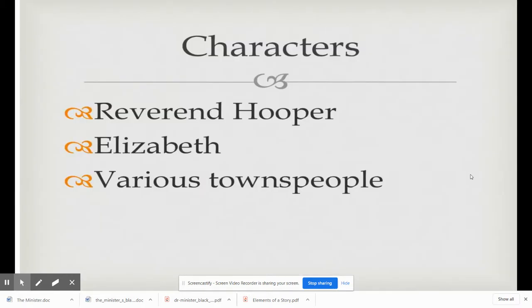Okay? Now, the characters are Reverend Hooper. Remember Elizabeth. I have quite a few questions about Elizabeth and various townspeople.